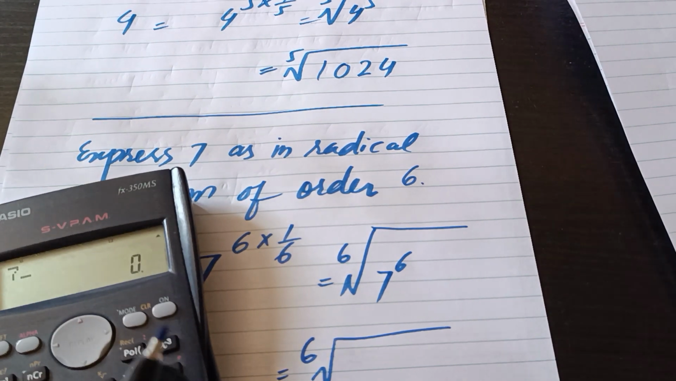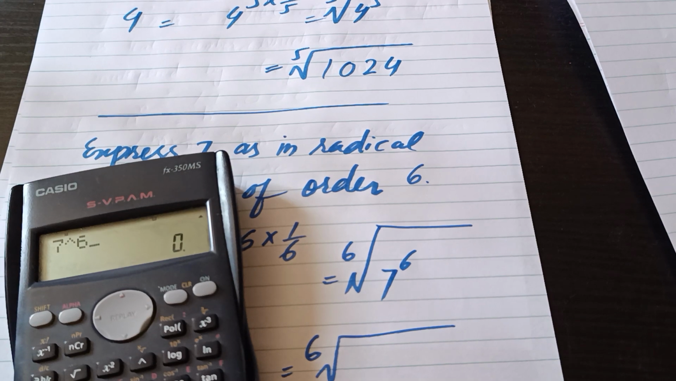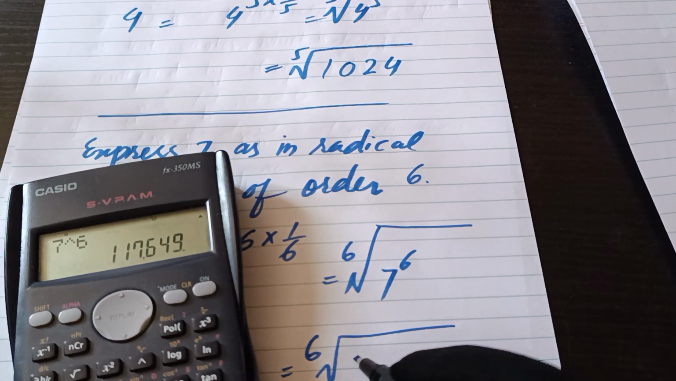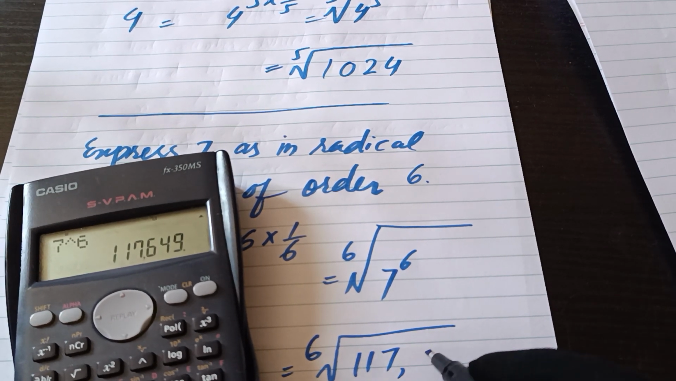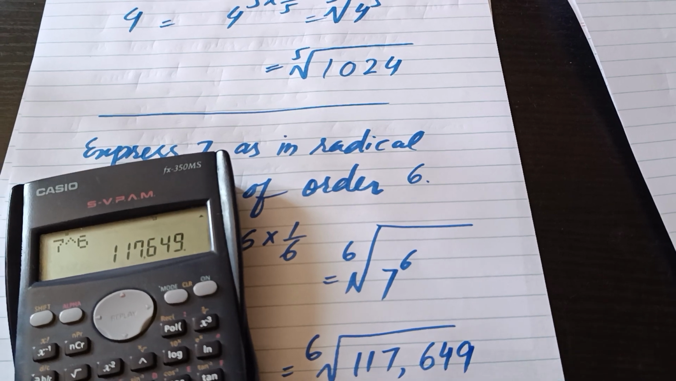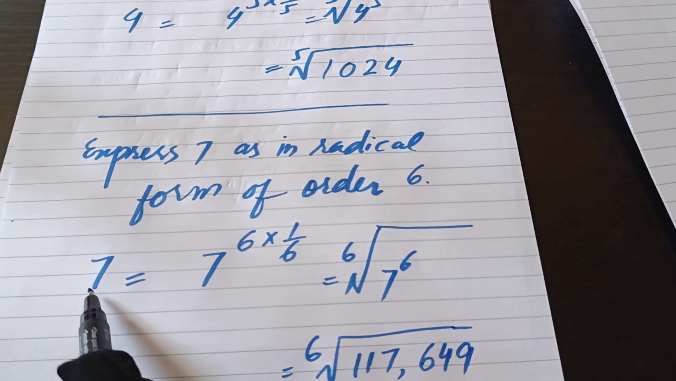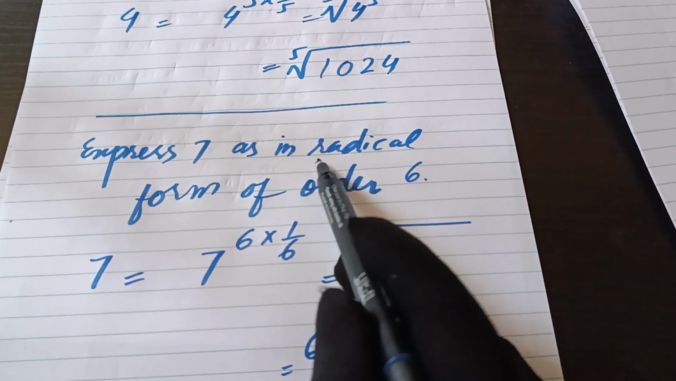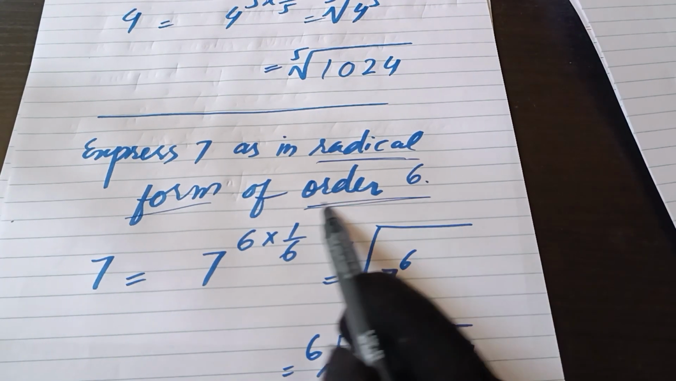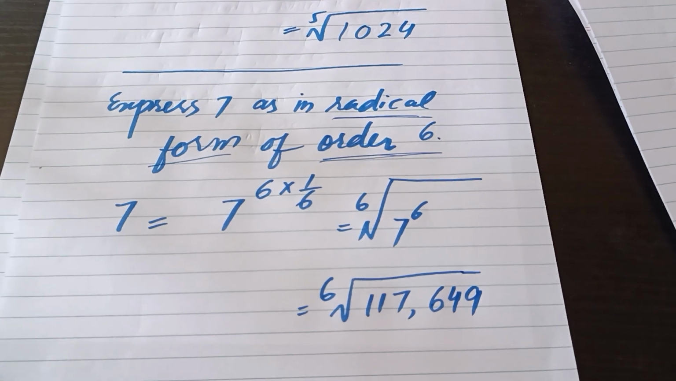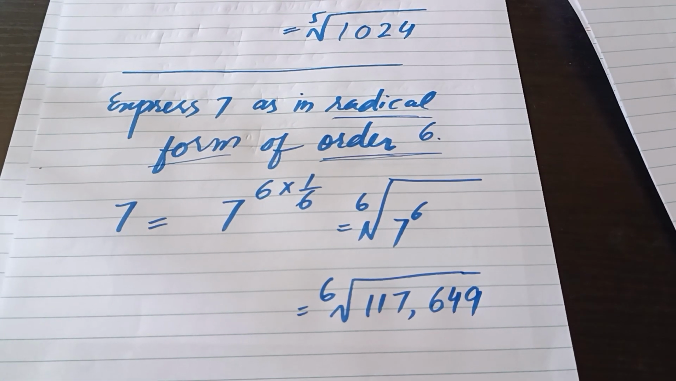So 7 with the exponent 6 is equal to 117,649. This is the number 7 expressed as a radical form of order 6. In this way, you can transform or express any number in the radical form of any order.